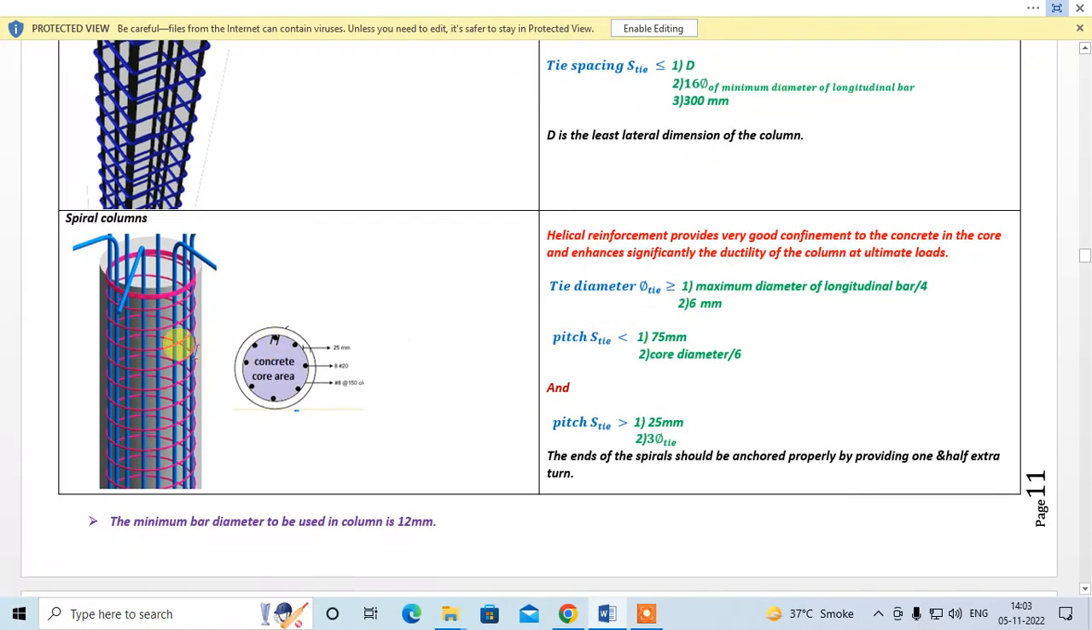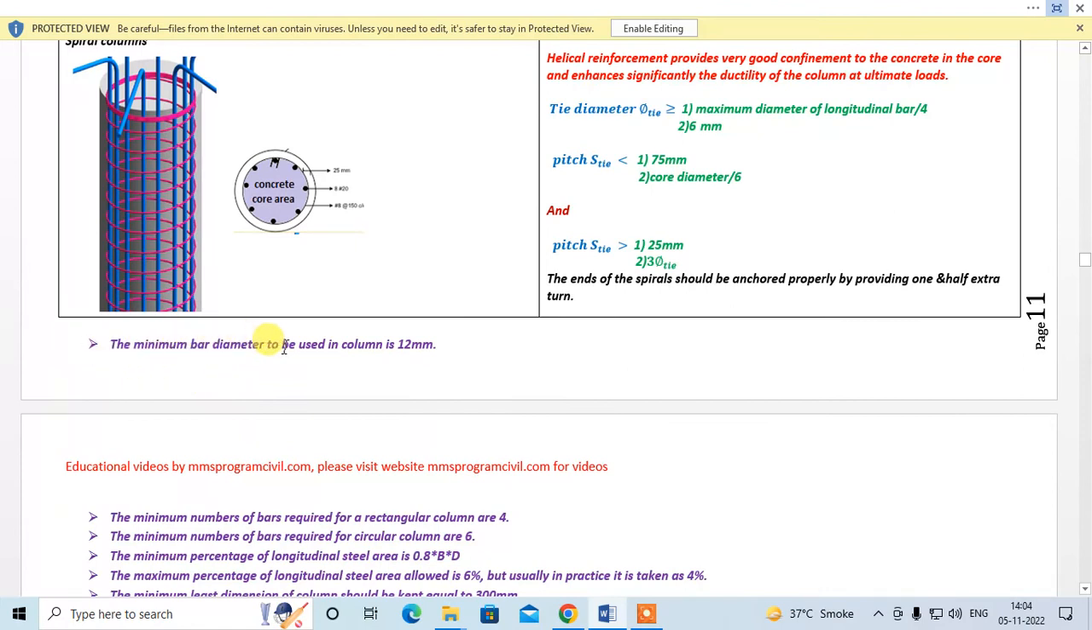Okay, pitch, so this is the pitch, right? Pitch should be less than the least of these two, that is 75 mm, or core diameter by 6. So this is your core, right? And pitch should be greater than the greater of these two, 25 mm or 3 times the diameter of the tie. The end of the spiral should be anchored properly by providing 1.5 extra turns. So when you are ending the spiral, you should take a full turn of the spiral plus another half turn so that it is anchored properly.